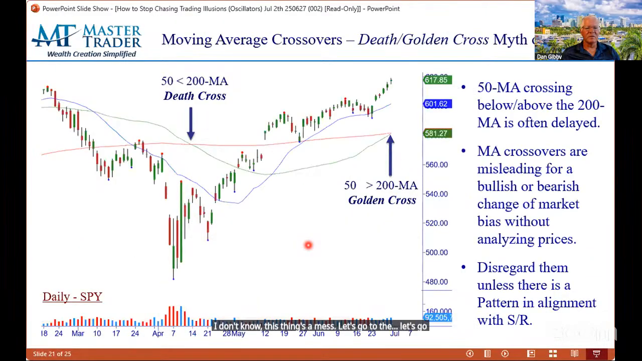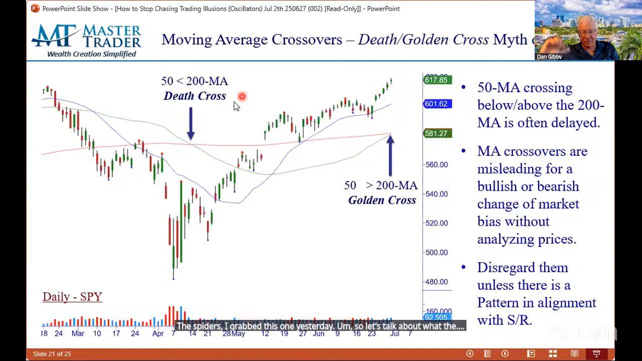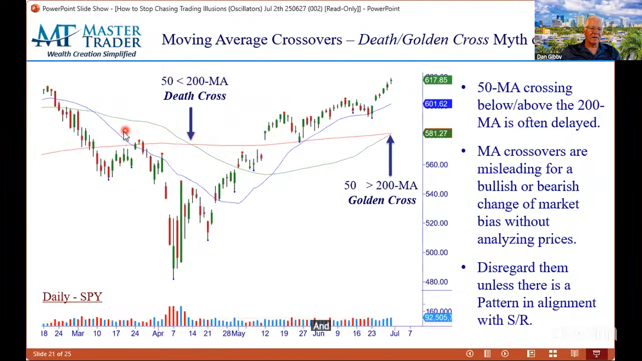The SPY. I grabbed this one yesterday. So let's talk about what the media loves to talk about. Again, our very clean daily chart. This was the Liberation Day tariff sell-off, which came very close to a quick bear market. The blue is 20, green is 50, red is 200. So in MT Live and in Greg's course, we could take the candles off and have an educated guess of what's going on under the hood.